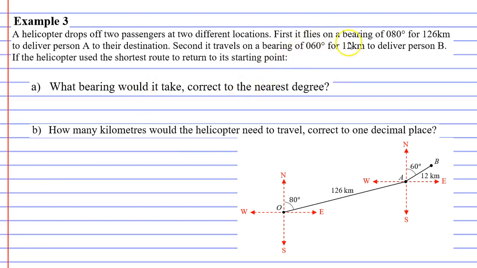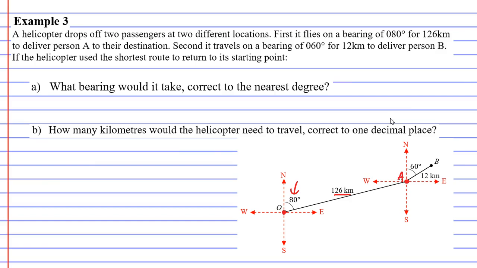It says first it flies on a bearing of 80 degrees. So we can see that here. Here's our bearing of 80 degrees. This is our starting point O. And travels for 126 kilometers to deliver person A to their destination. So we've marked where person A is delivered. This is person A here.